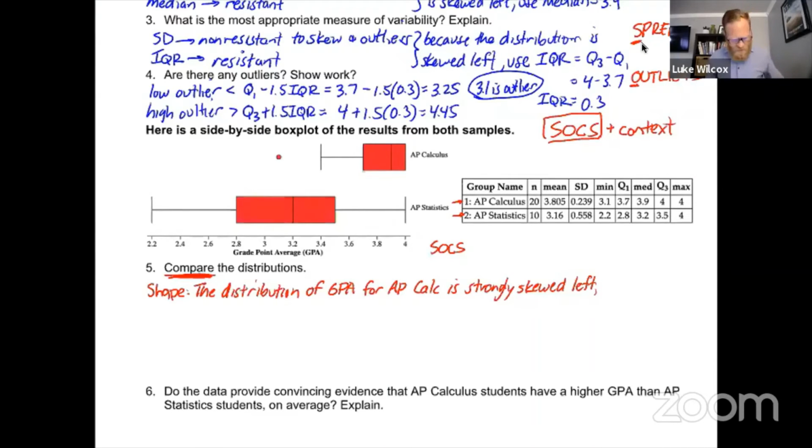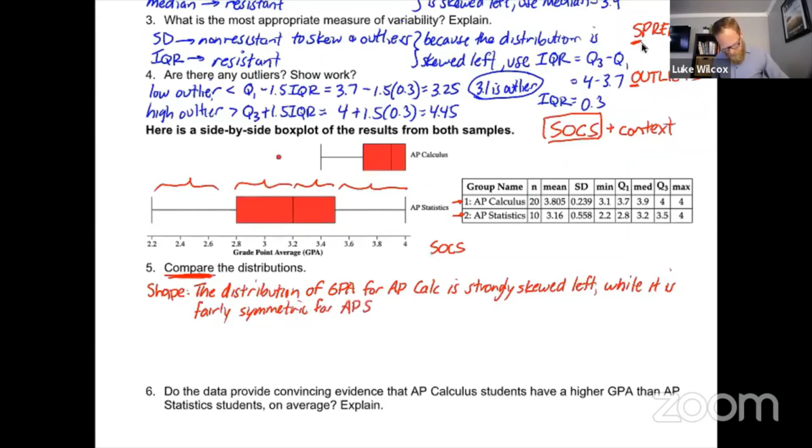Now, we don't know exactly what's happening within each one of these quartiles. There could be some peaks and valleys within each one of these quartiles. But sort of generally speaking, this box plot to me is saying fairly symmetric. So I'm going to say, while it is fairly symmetric for AP Stats. So we've definitely compared the two shapes here by noting that they are not exactly the same shapes here.